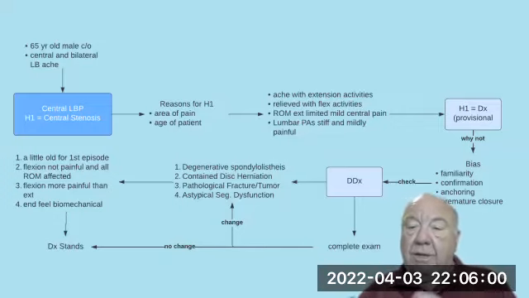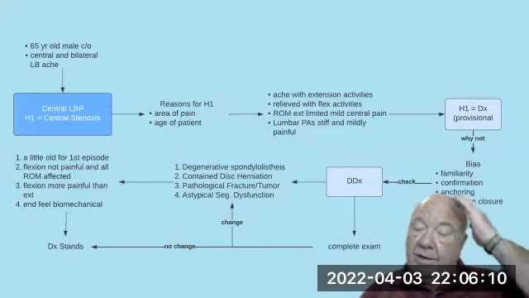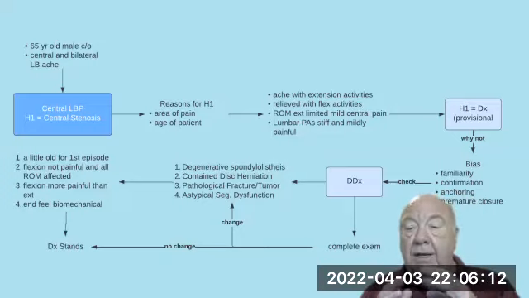Why isn't it this? It may be bias. So we've got familiarity, confirmation, anchoring, premature closure. Premature closure, complete the exam. If you really think this is an issue, complete the exam, and we'll go down that line a little bit later on. Otherwise, you generate a bunch of differential diagnoses.